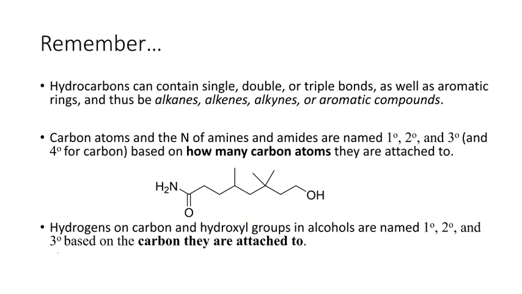Hydrogens on carbon and hydroxyl groups in alcohols are named primary, secondary, and tertiary based on the carbon they're attached to. We have a primary hydroxyl group because it's attached to a primary carbon. We have a secondary hydrogen because it's attached to a secondary carbon. Alrighty, well, I hope that was helpful, and I hope you've got it.